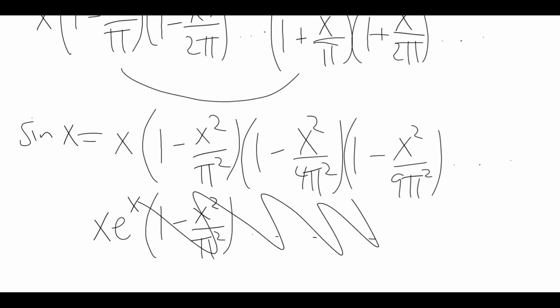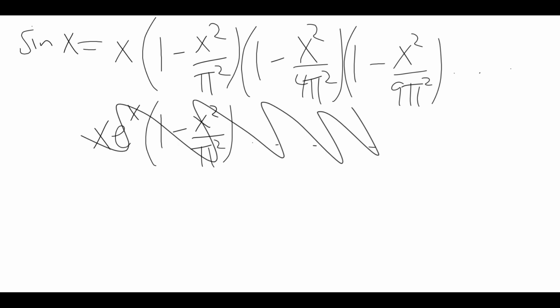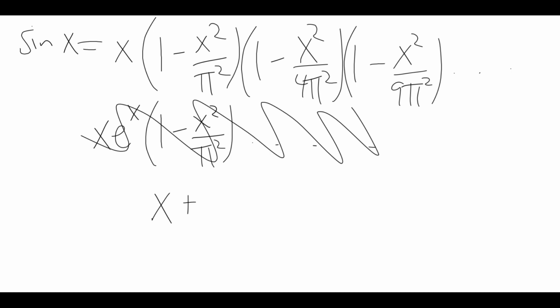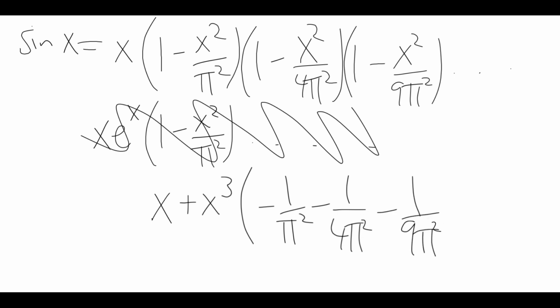So Euler's last trick was to expand out the right side. So there's an x term all by itself, and then to get an x cubed term, we take 1x squared, for example, here, or 1x squared here, or 1x squared here, and all the rest will be 1s. Okay, so we'll end up with plus x cubed, with 1x coming from the x out front, and then minus 1 over pi squared, minus 1 over 4 pi squared, minus 1 over 9 pi squared, and so on. And the series keeps going, of course.